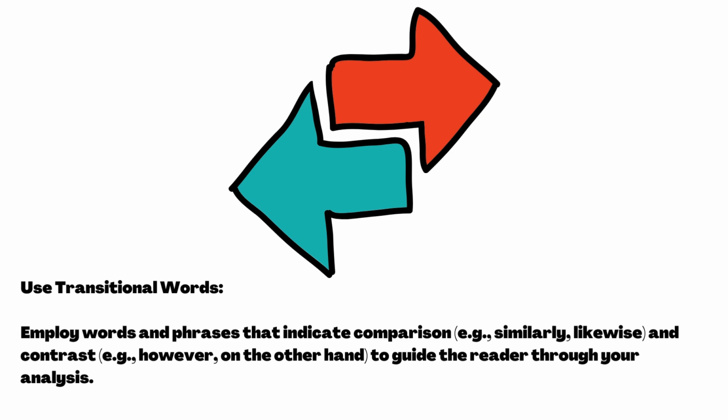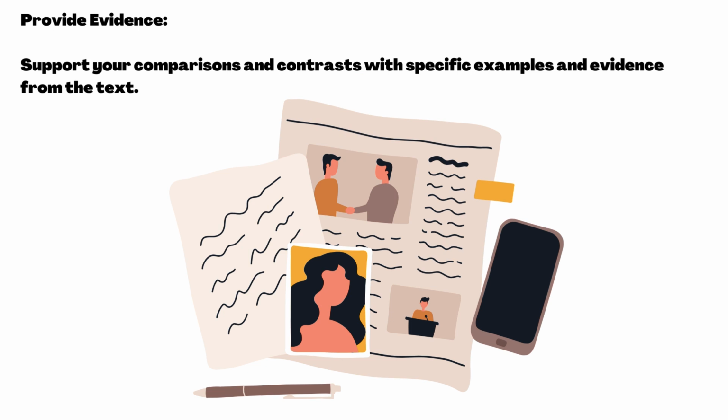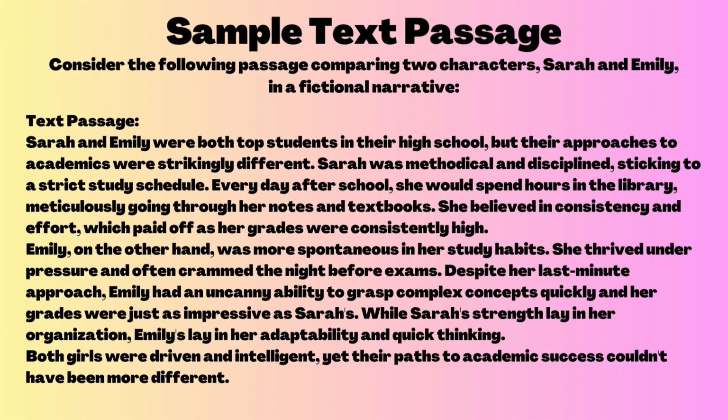Use transitional words. Employ words and phrases that indicate comparison, e.g., similarly, likewise, and contrast, e.g., however, on the other hand, to guide the reader through your analysis. Provide evidence. Support your comparisons and contrasts with specific examples and evidence from the text. Sample text passage. Consider the following passage comparing two characters, Sarah and Emily, in a fictional narrative.